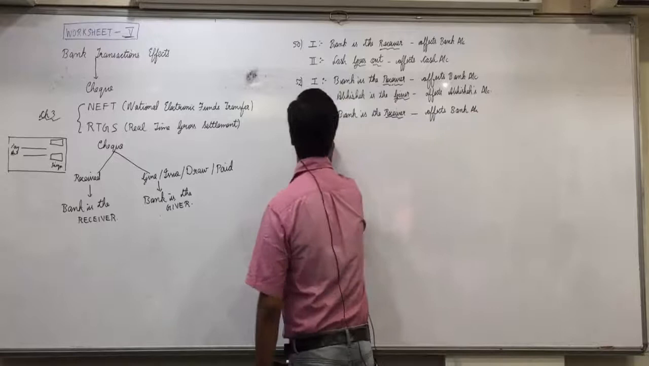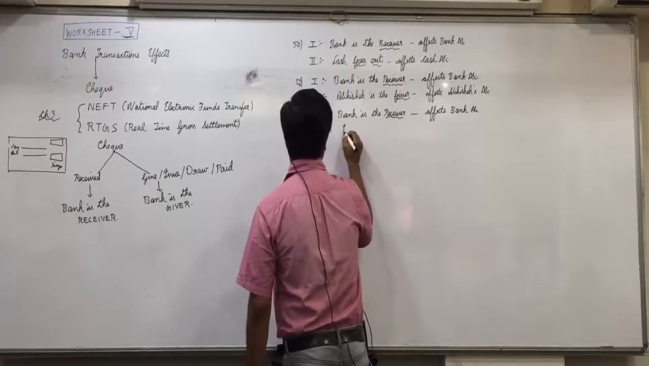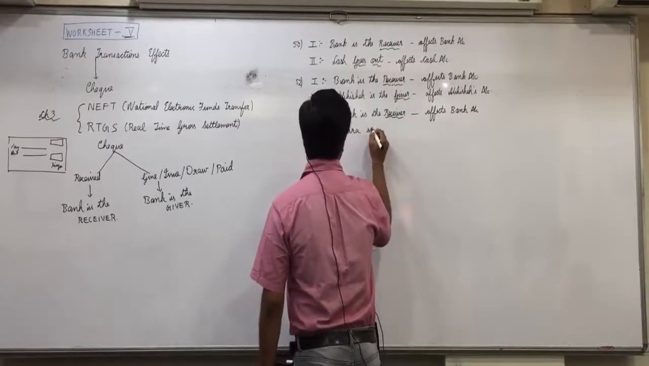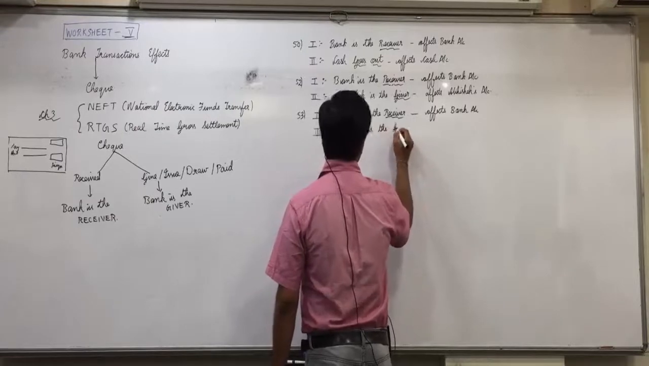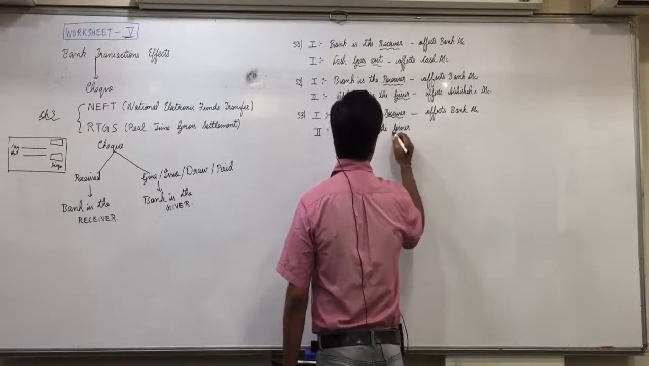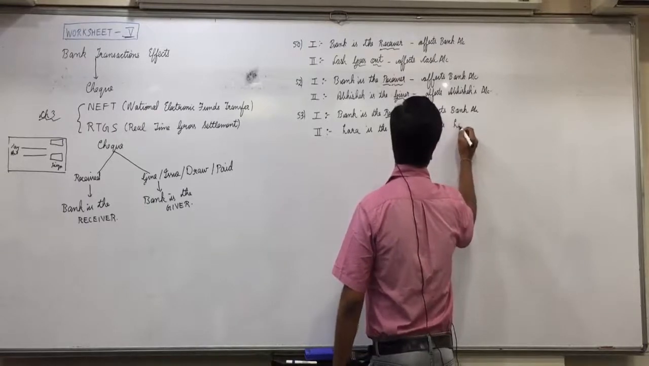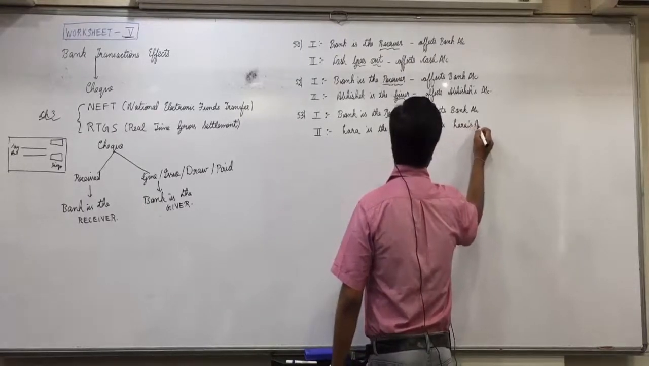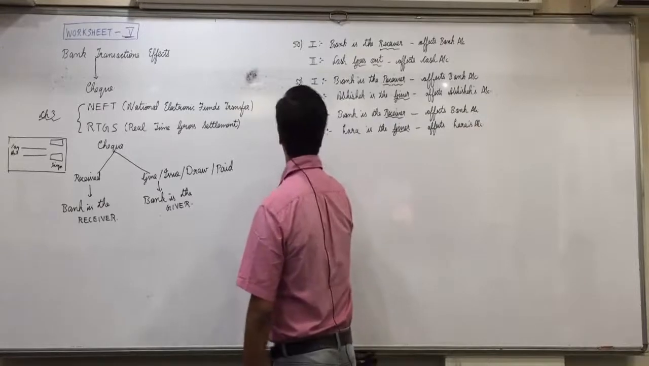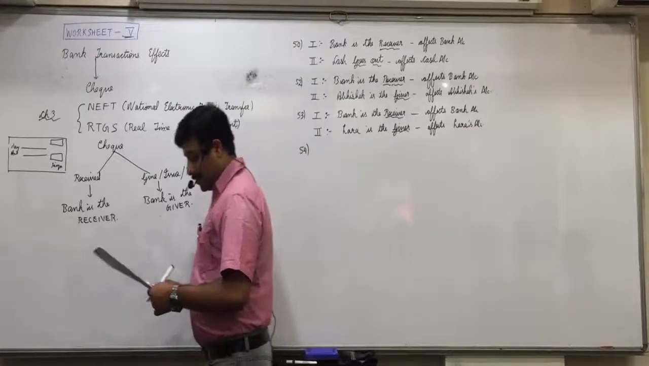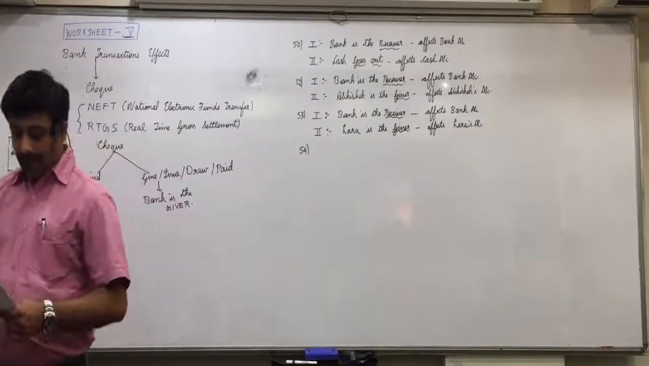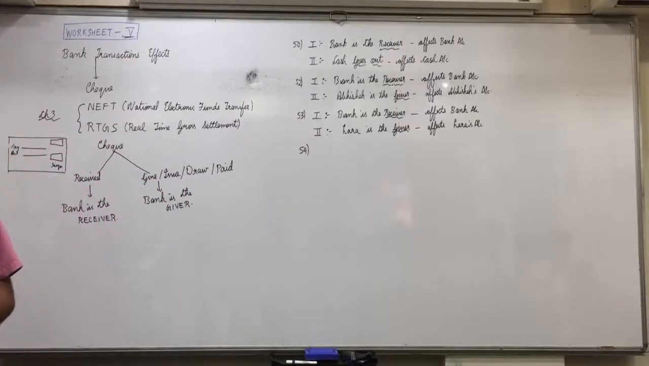And first question, who is the giver? We have received from Lara. So Lara is the giver, affects Lara's account. Is every one of you clear with this? Now, received dividend on shares of Reliance rupees 500.